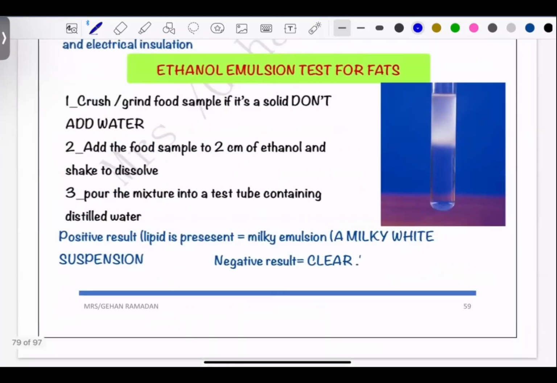And the test is called what? How do we test for fats? The test is called the ethanol emulsion test for the fats.